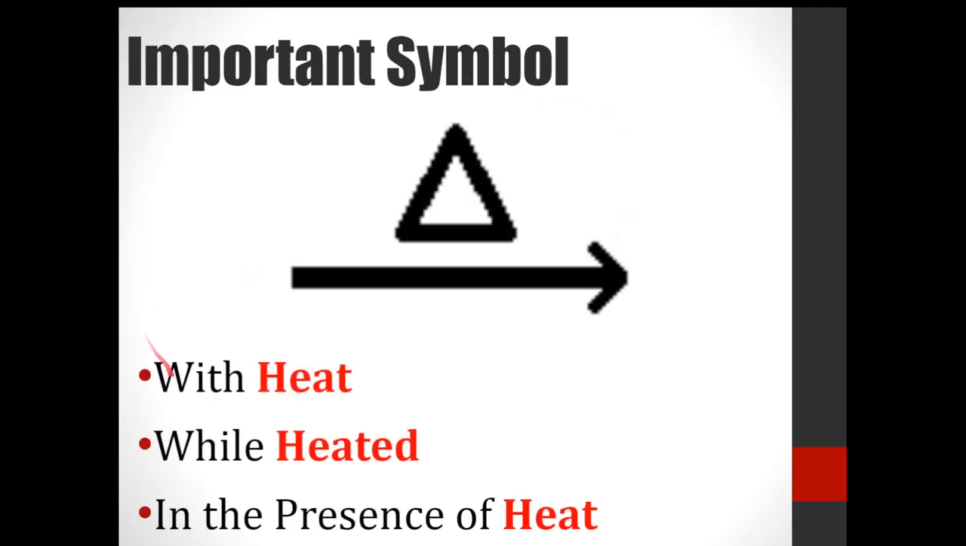This is an important symbol. It means with heat, while heated, in the presence of heat. So if there's a triangle above the arrow, that means heat was constantly applied to make this reaction happen. Typically, if there's something on or below the arrow, that is a catalyst, and that is just a chemical that helps speed up the reaction to the point where it can then work in a time that is useful. And in this case, the heat, the energy added, is our catalyst. So when you see a triangle above an arrow, that means this sucker was heated.